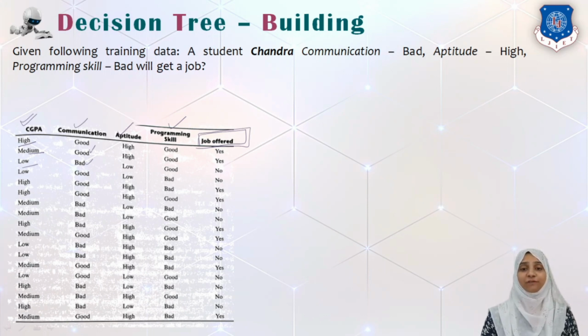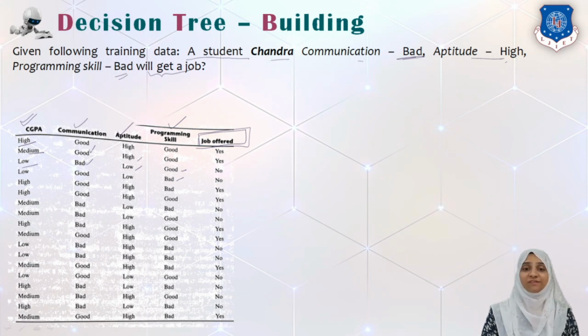An aptitude of a student can be high or low, only 2 categories. And programming skill of a student can be good or bad. Here we have given training data and the question is asked: if there is a student named Chandra who has bad communication skill, but aptitude is high, that is good aptitude, and programming skill is also bad, will Chandra get a job in a company?